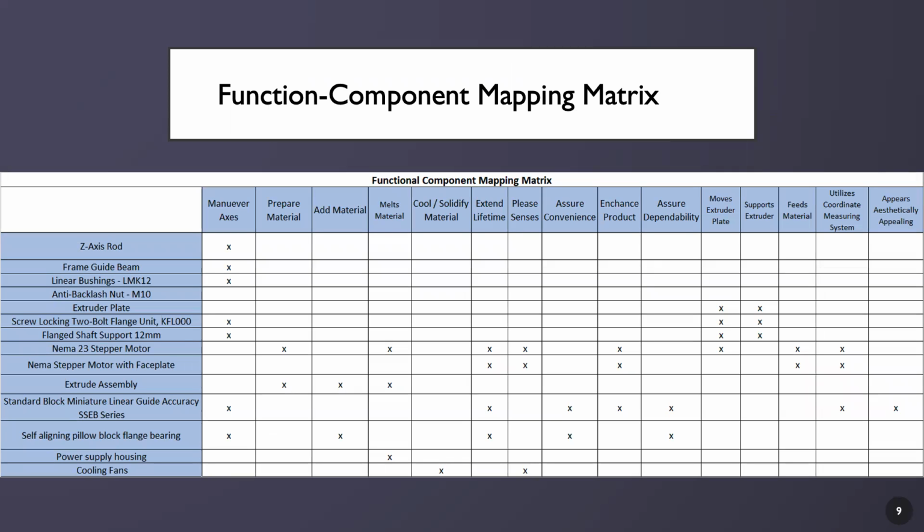Here you see our function component mapping matrix. Across the top are the functions. Across the left side are the components. Inside the matrix are X's denoting which component aligns to which function.